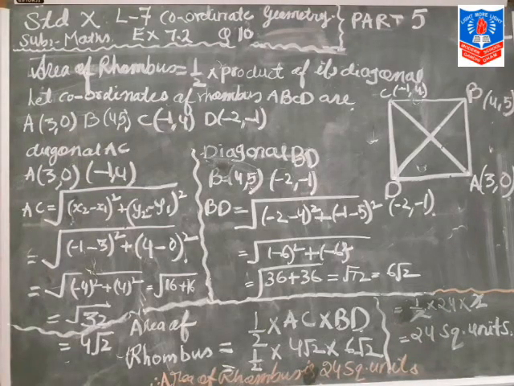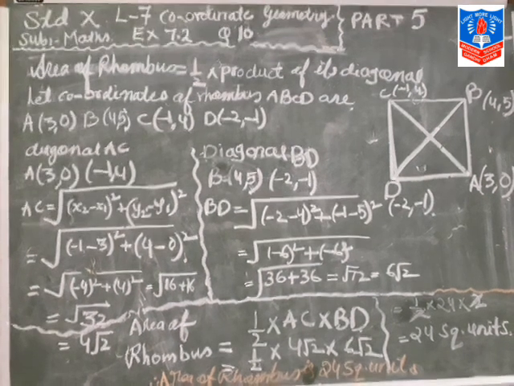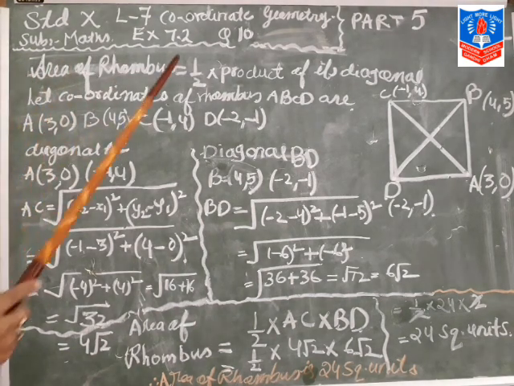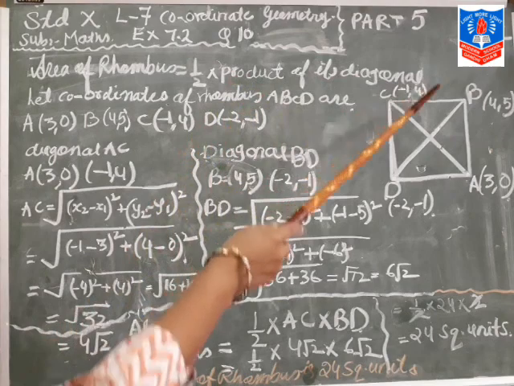Hello, children. Now, this one is your last question. 7.2, question 10. Find the area of a rhombus if vertices are A (3, 0), B (4, 5), C (-1, 4) and D (-2, -1) taken in order. Okay, find the area of a rhombus. How will you get it? First, we have to find out the area of a rhombus. What is the area of a rhombus? Half into product of its diagonals.